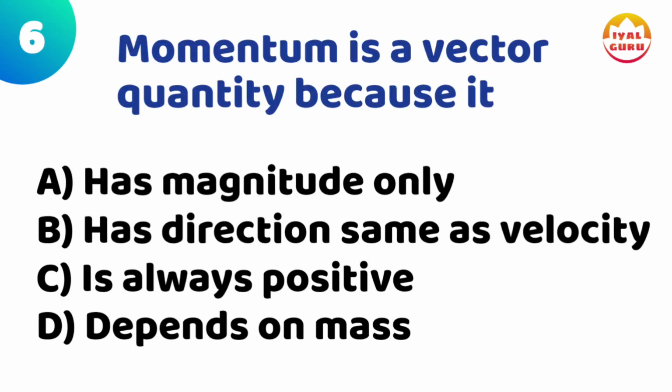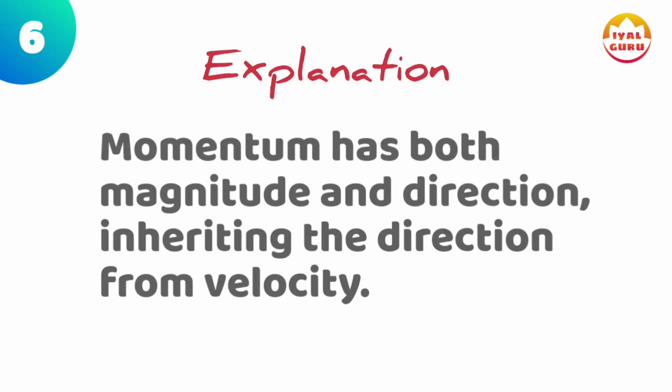Sixth quiz. Momentum is a vector quantity because it. The correct answer is option B, has direction same as velocity. Because momentum has both magnitude and direction, inheriting the direction from velocity.